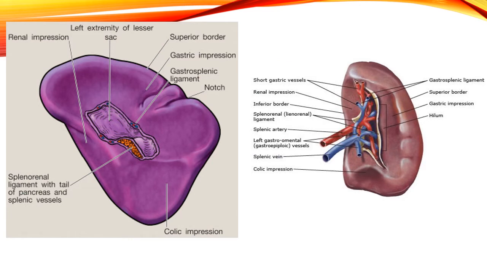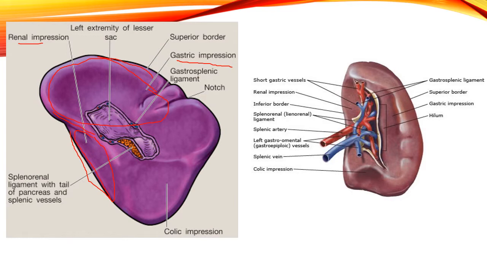So now we have the visceral surface of the spleen over here. You can see that this is the intermediate border, this is the superior border. Between these two borders, we have this very huge impression known as the gastric impression. Then between the inferior border, this is the inferior border over here, and the intermediate border, we have this impression for the kidney, for the anterior surface of the left kidney, which is the renal impression.